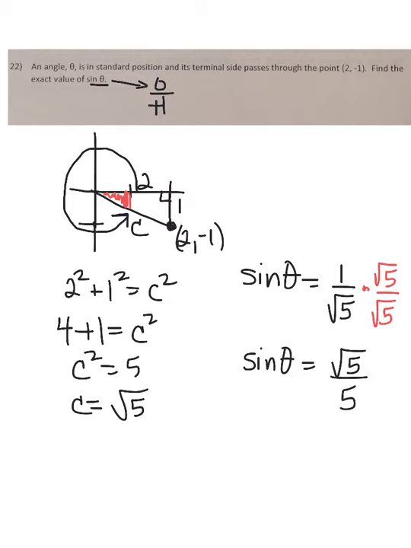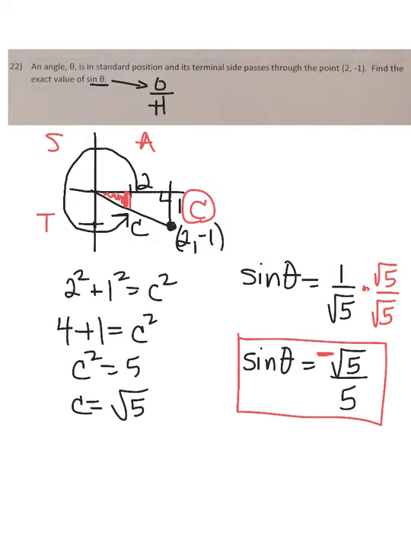Okay, last thing though, let's check the sign. So all students take calculus. I am in the 4th quadrant. The only thing that's positive in the 4th quadrant is cosine. And I don't have cosine, I have sine. So my answer is negative radical 5 over 5.